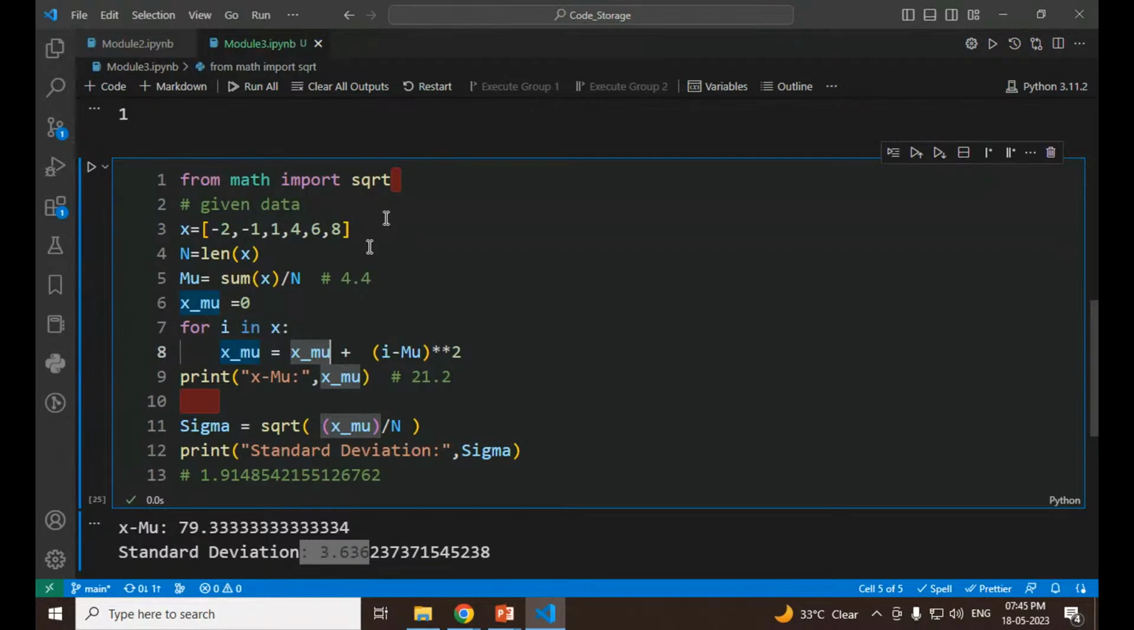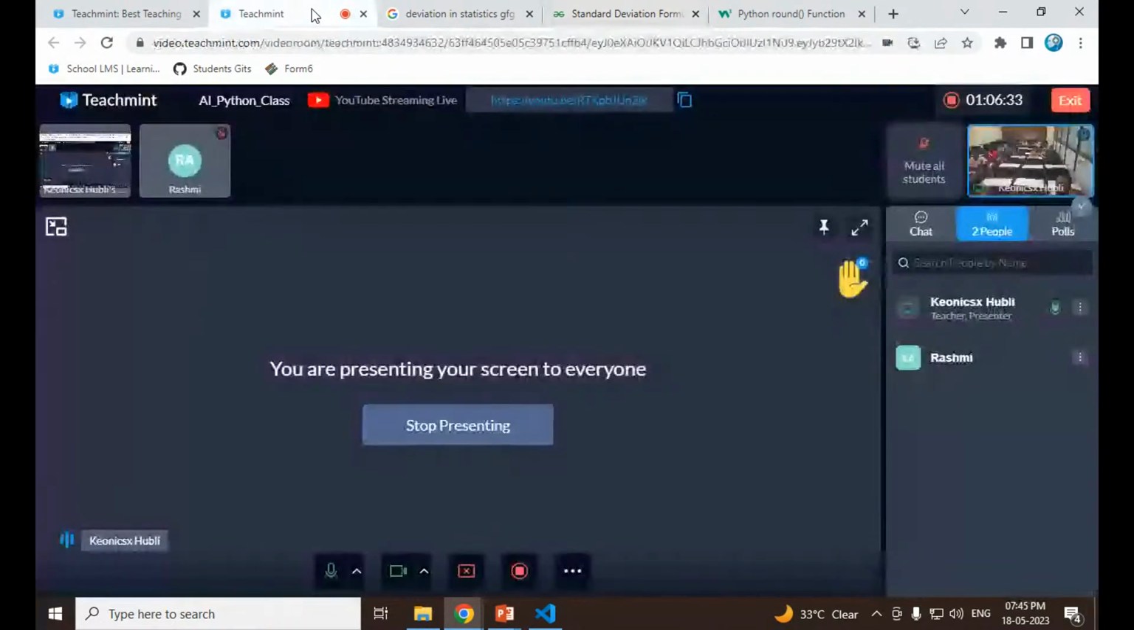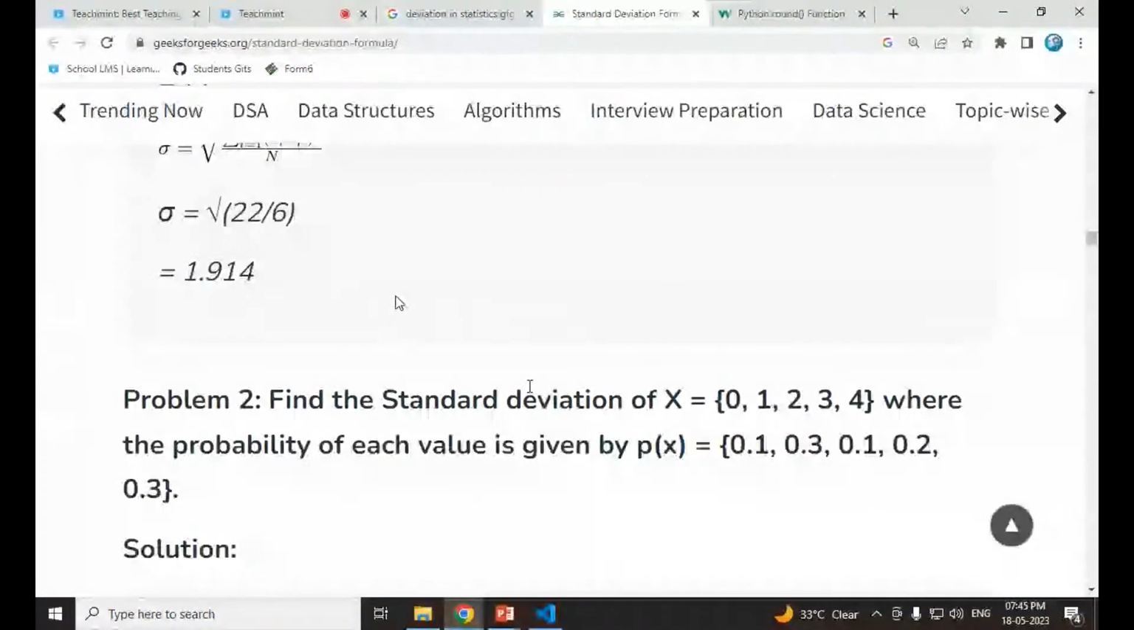I hope we are very clear with the standard deviation. Whenever we use the standard deviation, we will be able to recognize what it is. That's why we have spent much time on this one. I hope all of you are comfortable with the standard deviation.